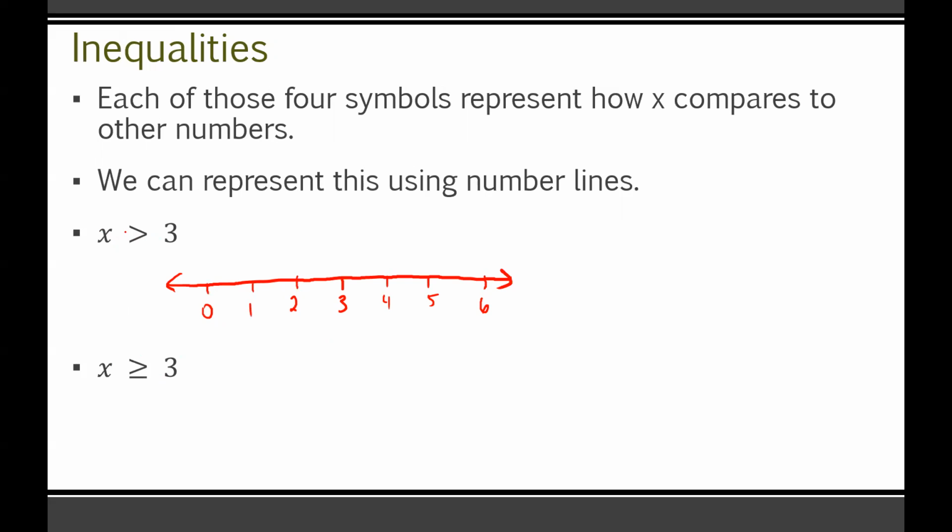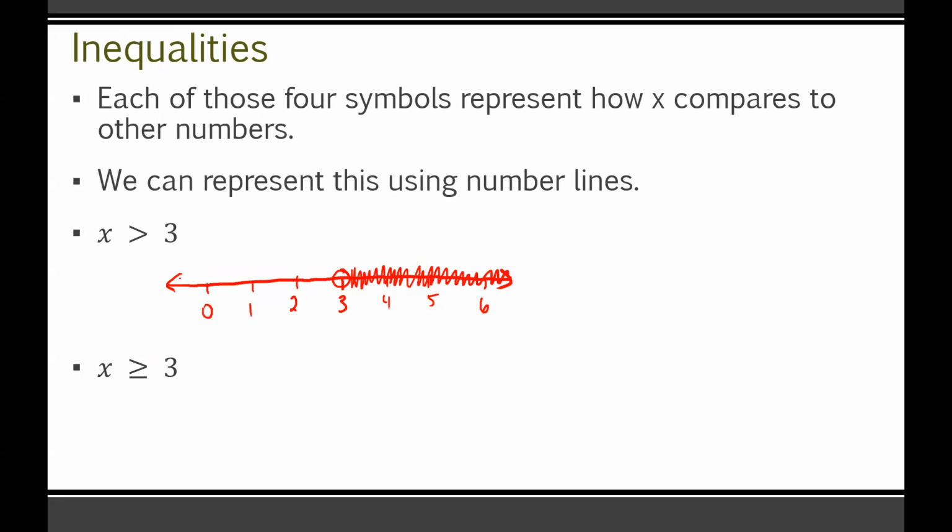Now it says x is greater than 3. That means we have to shade all of the stuff that is greater than 3, but we're not going to include 3. So we're going to put an open circle right here, saying we're not going to touch it. It's like shielded right here. We're not going to shade around it, but we're going to shade everything that's above it. So x is greater than 3.